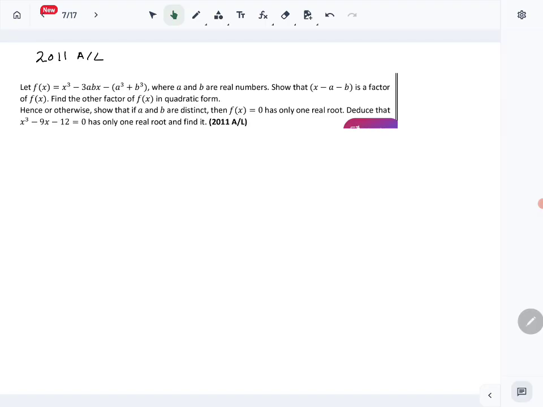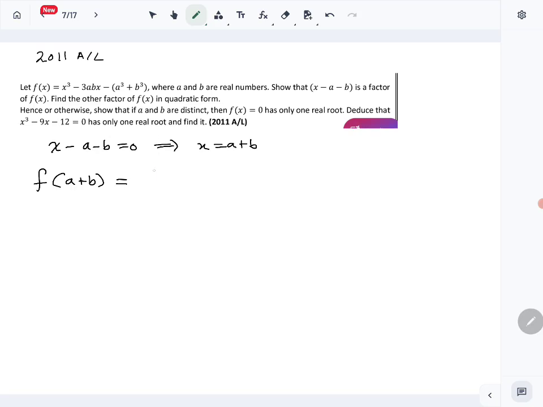So then we'll do a 2011 A-level question, right? So what do we have? Given this cubic function, we have to show that this is a factor of fx. So let's use factor theorem. X minus a minus b. So x has to be a plus b. So we have to substitute this. So we have to show f of a plus b is equal to 0. Then by factor theorem, x minus a minus b is a factor of the function fx.